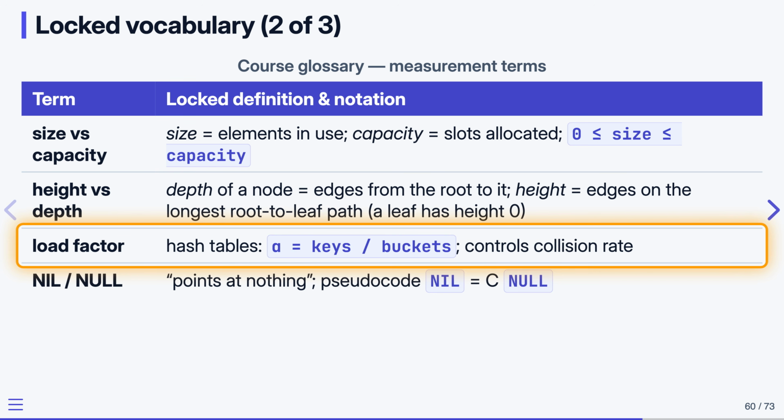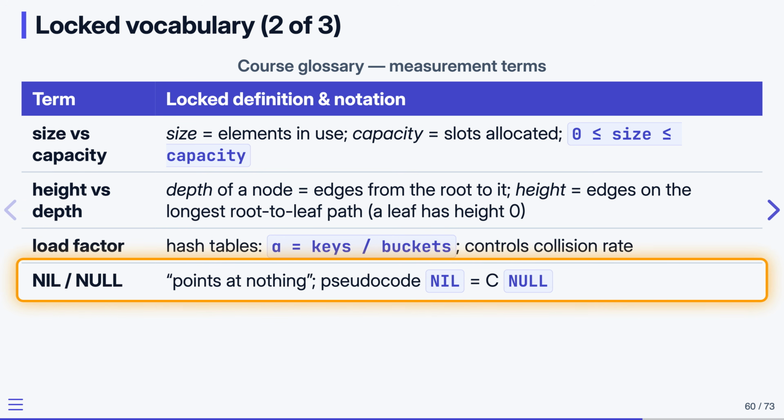Load factor used for hash tables. It is keys divided by buckets. It controls how often 2 keys collide. Nil and null. Both mean points at nothing. Pseudocode nil is the same as C null.